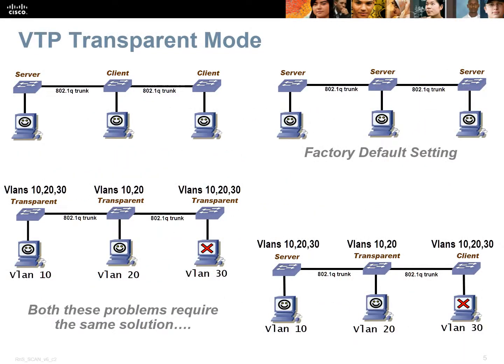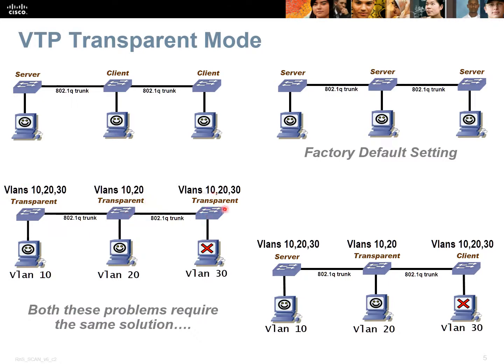Let's have a look at what makes this most important. Here we've got a server, a client, and a client, with an 802.1Q trunk between them. They're all talking together and they're all happy. Here we've got a server, a server, a server. All three of these switches can add, remove, delete, whatever they want to do, and everything's fine. By the way, all switches are server when they're factory default.